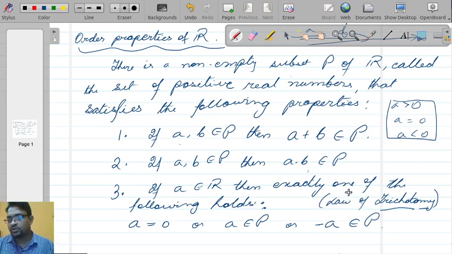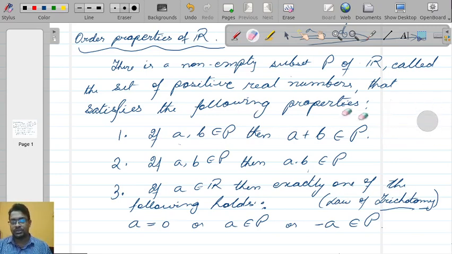So these three are our order properties of R. These are the three assumptions that if we are given any real number, only one possibility holds out of three: it is either positive, or negative, or 0. There is no other possibility.